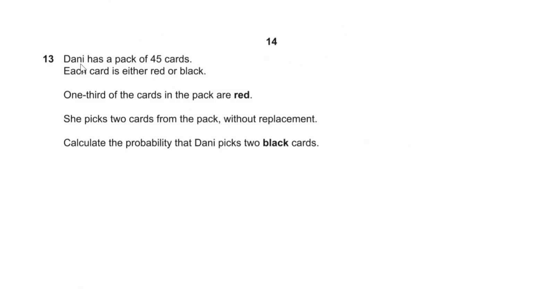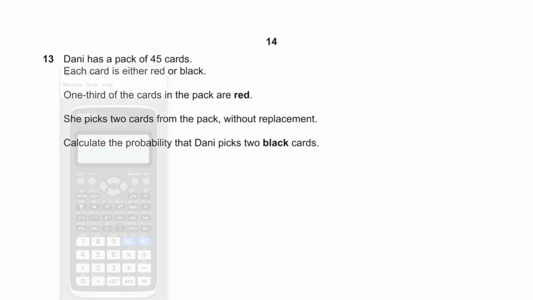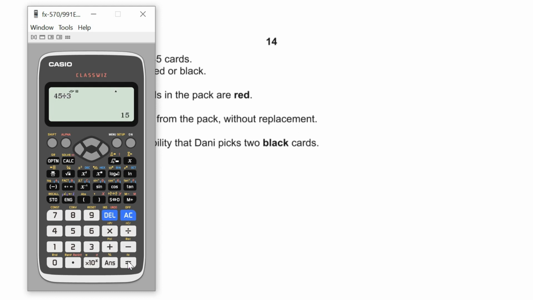Question number 13. Danny has a pack of 45 cards. Each card is either red or black. 1/3 of the cards in the pack are red. She picks 2 cards from the pack without replacement. We have to calculate the probability that Danny picks 2 black cards. Well, over here what we need to do is first of all find out how many cards are red. So 1/3 of 45, that's 15.